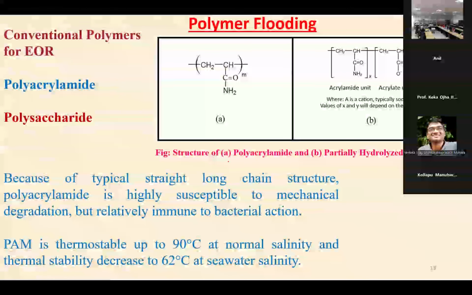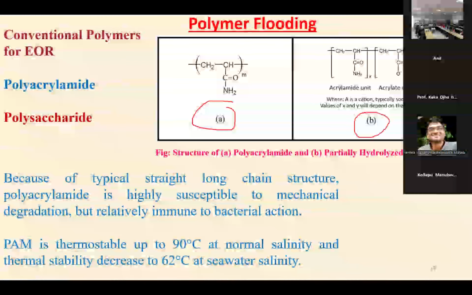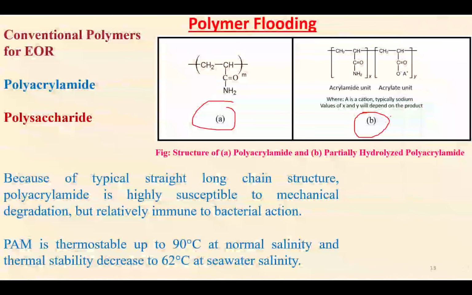Now, very briefly, polymer flooding: the different polymers that are used are polyacrylamide and polysaccharide. Here their typical structure is shown. One characteristic of these polymers is that they should be water soluble. A polymer will be water soluble when there is a certain functional group that interacts with the water, forming hydrogen bonding. Then it will be water soluble.